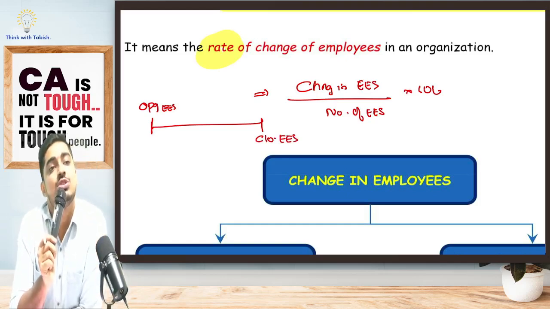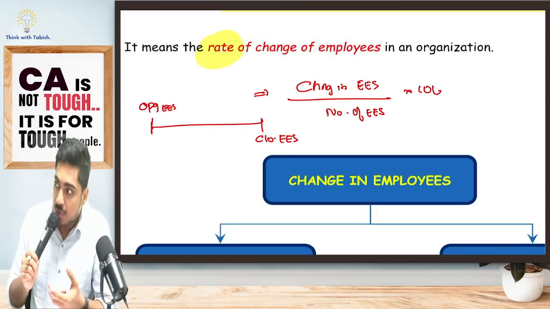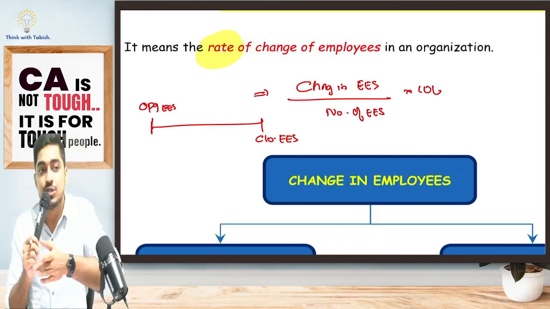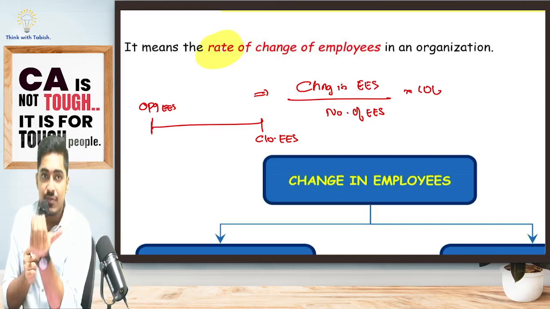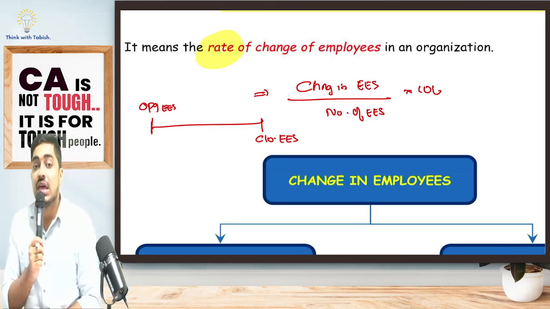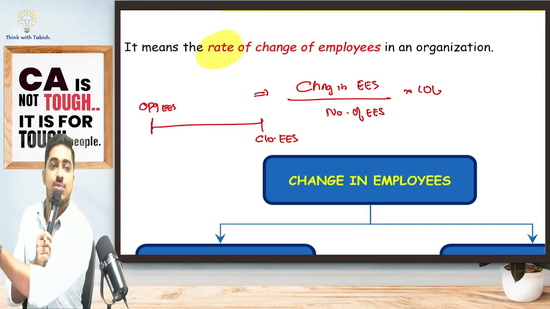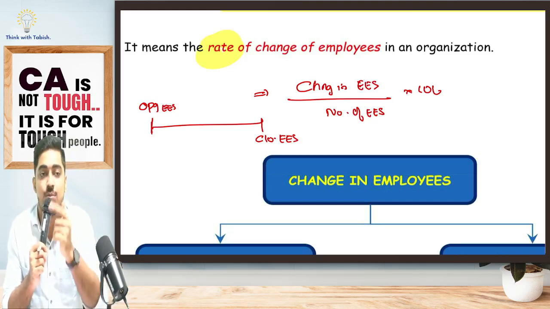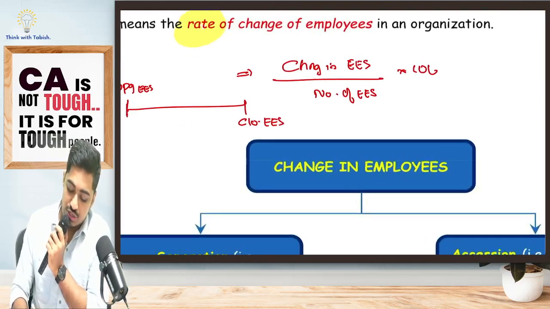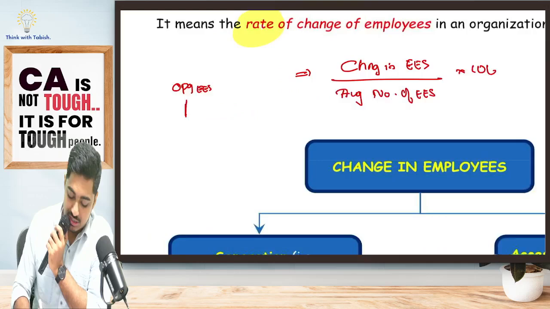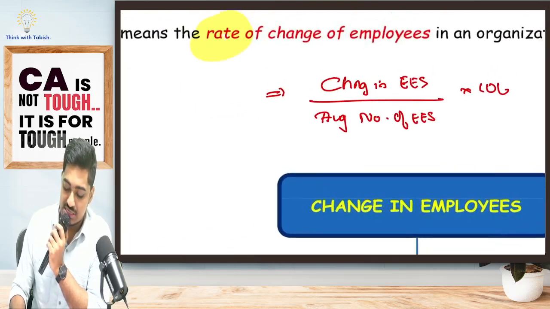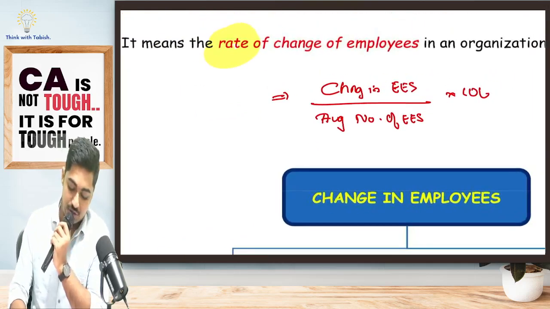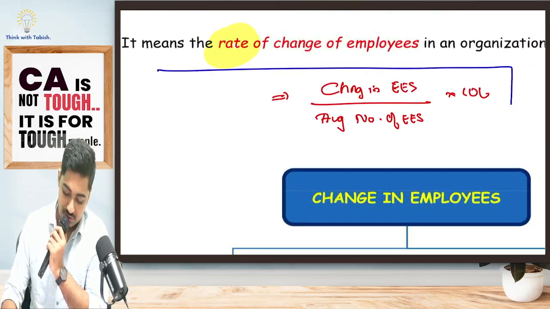That means which one should I take, sir? Should I be taking opening employees? Should I be taking closing employees? Or should I be taking the average employees throughout the year? I will be taking the average number of employees throughout the year, because I want to know on an average how much percentage of employees have changed. So it is going to be change in employees divided by average number of employees into 100. Is this clear, everyone? Yes or no?